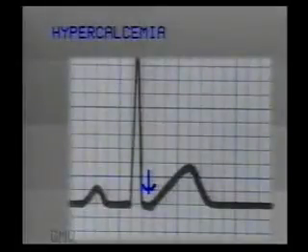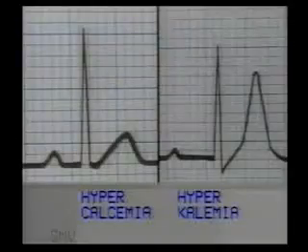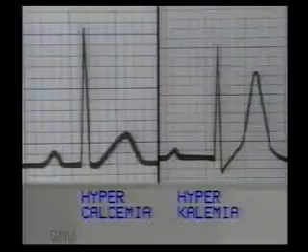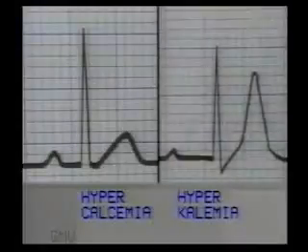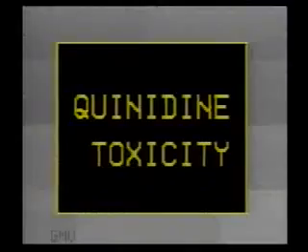In contrast, this ECG shows shortened ST segment and T wave begins immediately after the QRS complex. The ST segment also shortens in hyperkalemia, but there the T wave is tall and peaked. Note the ECG on the right where the T wave is very tall, whereas in hypercalcemia the T wave is normal and ST segment is shortened.